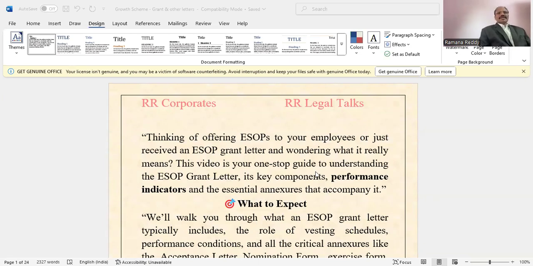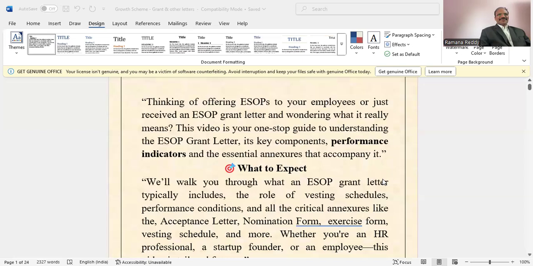Thinking of offering employee stock options to your employees, or just received an ESOP grant letter and wondering what it really means? This video is your one-stop guide to understanding the employee stock option grant letter, its key components, performance indicators, and the essential annexures that accompany it.